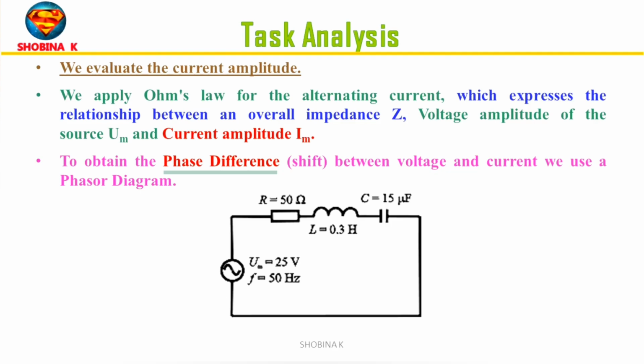To calculate these values we know the quantities from the given data. Here the electric current flowing through all the components connected in series is of the same size. But the voltage on the components is out of phase with the current. Next, to obtain the phase difference between the voltage and current, we use the phasor diagram. Now let's see how to draw a phasor diagram.